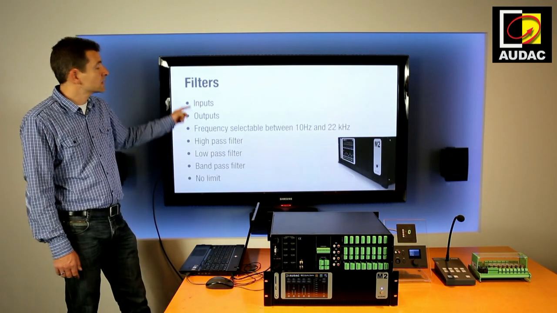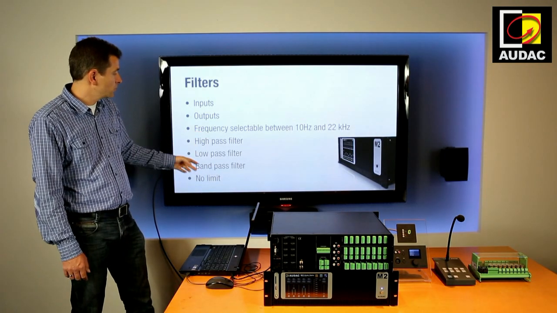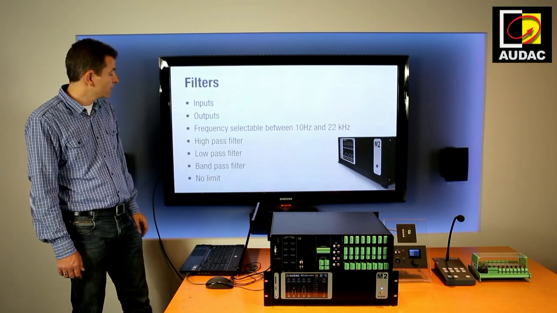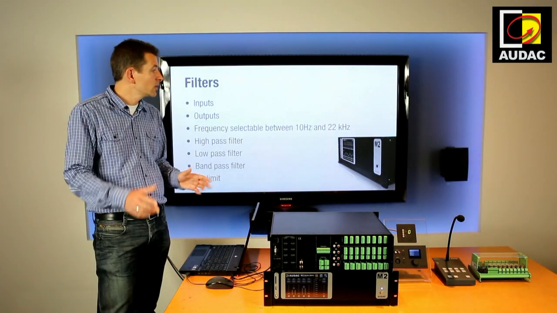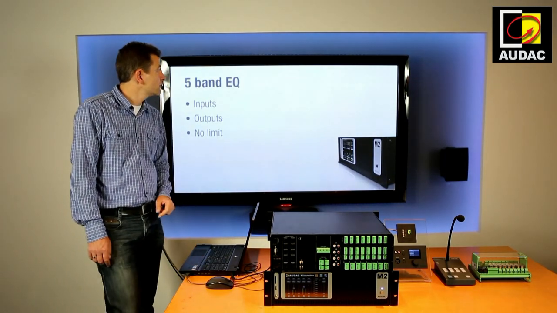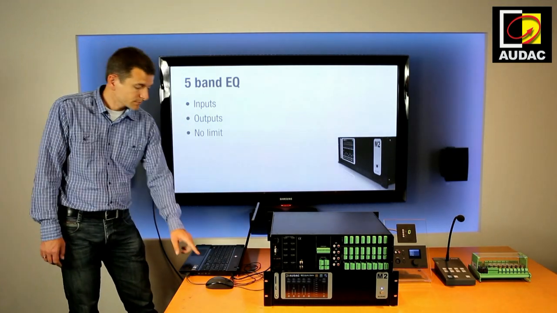The filters can be used on inputs and outputs. Frequency is selectable. You can choose high pass, low pass or band pass filter, and there is no limit on the number of filters. You can put one at each input or at each output. 5-band EQ on all inputs, outputs, also no limit.